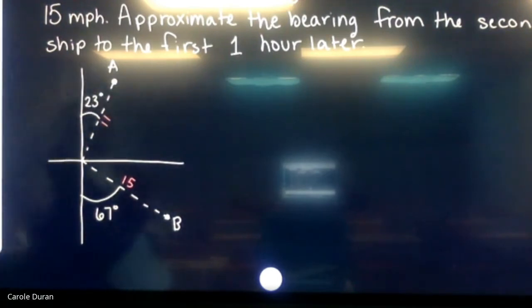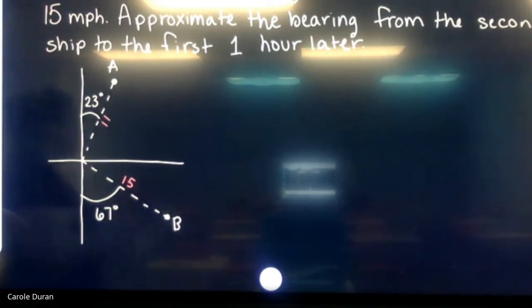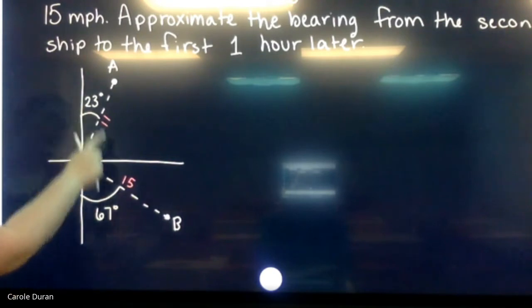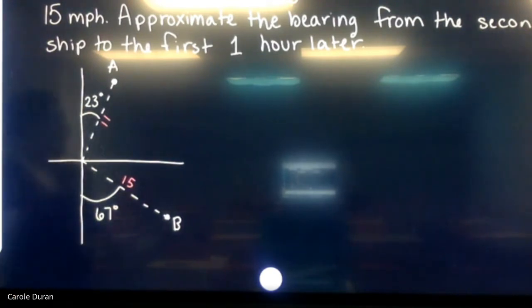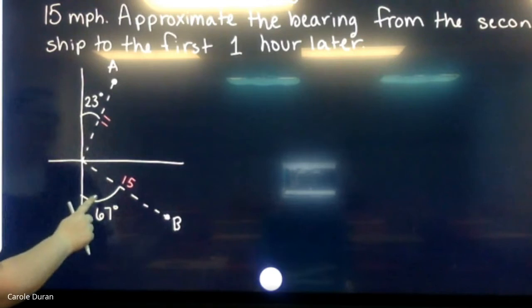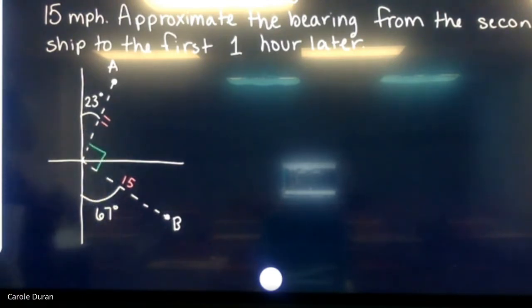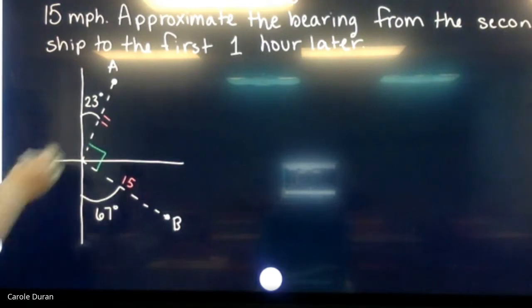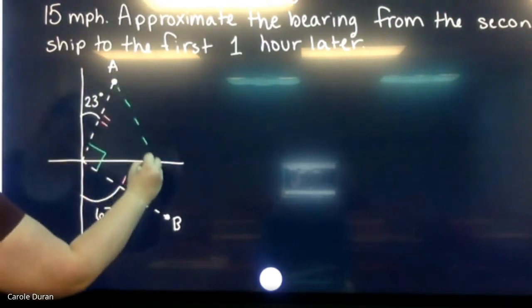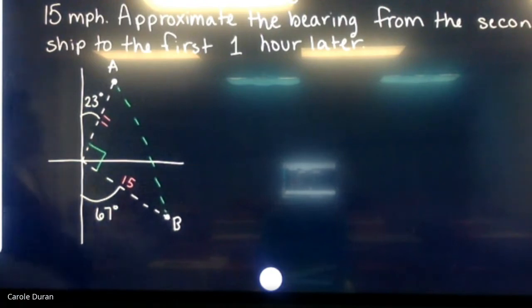So the first thing we need to do is figure out how far they went in that hour, which is really easy because I was given their miles per hour here. Then I need to see what shape this is taking on. The first thing I notice is that I know a straight line is 180 degrees. So when I subtract 23 and 67 from 180, I get that the ships formed a 90-degree angle when they took off. And then if I connect where ship A is and ship B is, I see that this has formed a right triangle, which means I can use my trig functions.